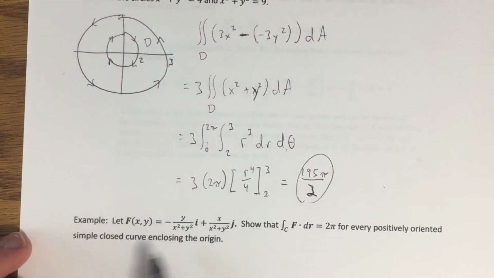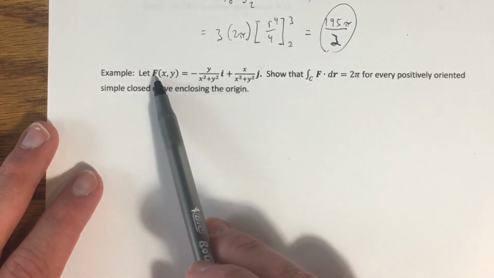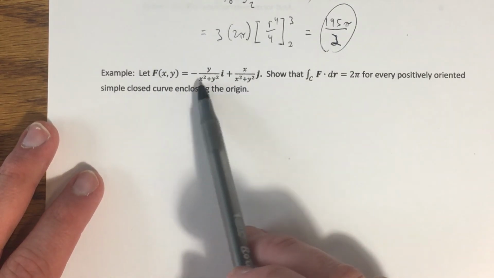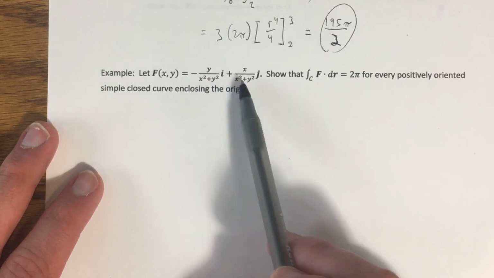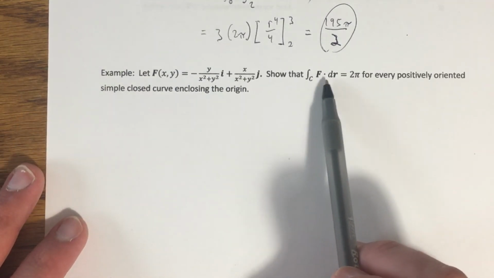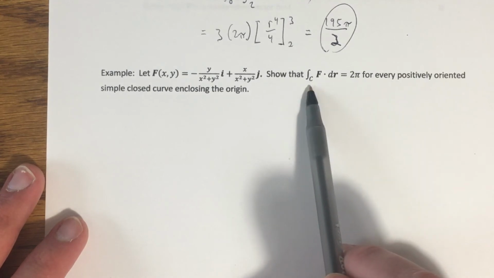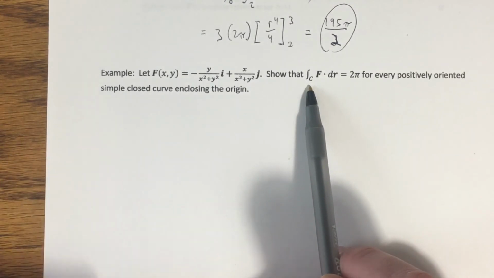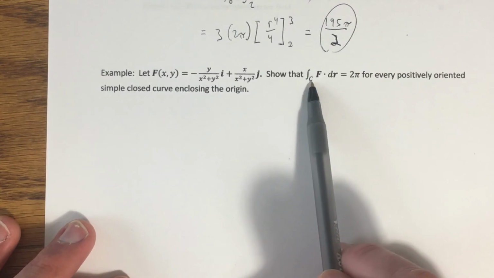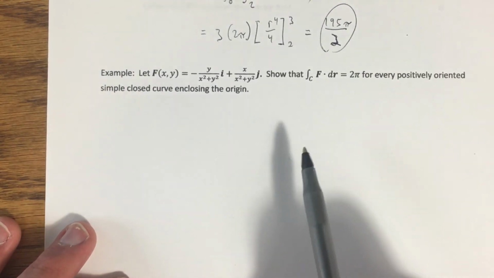And it's an interesting one. We want to show that if we have this vector field, f of xy equals negative y over x squared plus y squared i, plus this guy here, x over x squared plus y squared j, that the line integral along C of f dot dr is equal to 2 pi for every positively oriented simple closed curve enclosing the origin. That means this C can be any such curve as long as it encloses the origin.